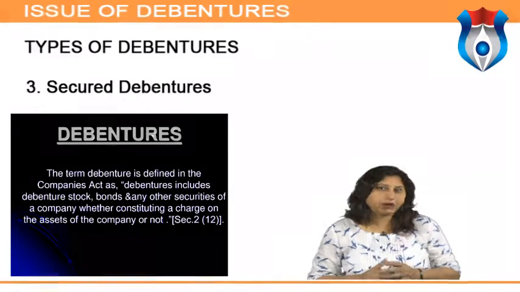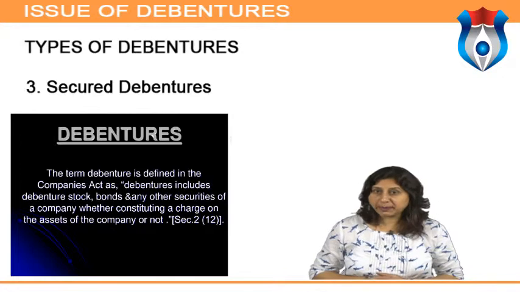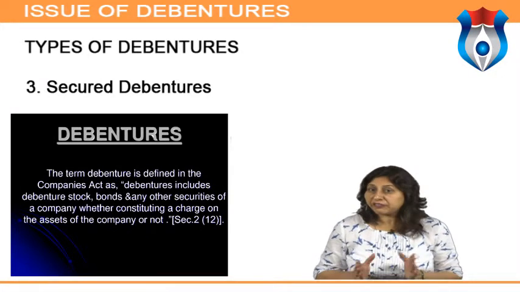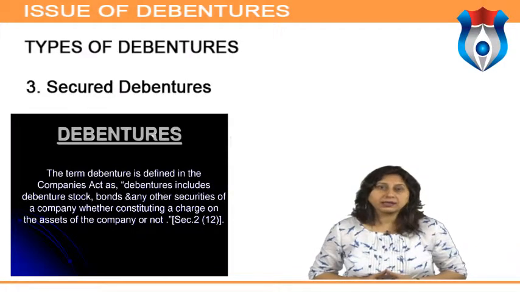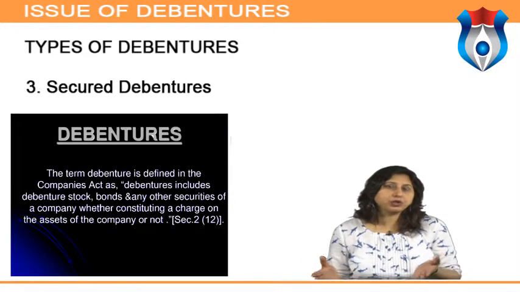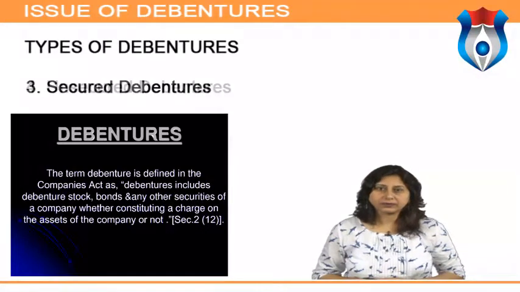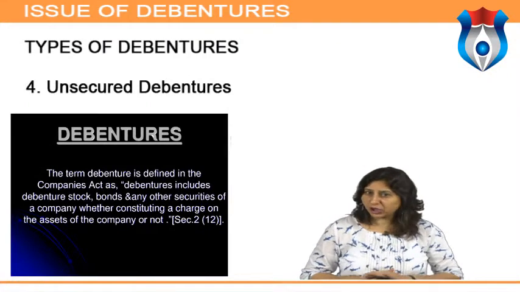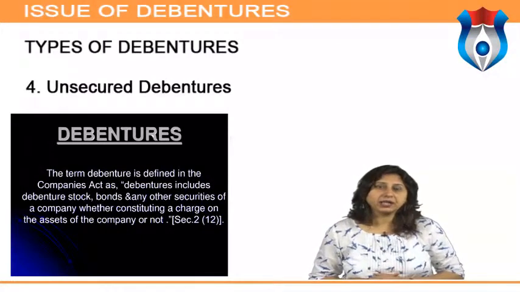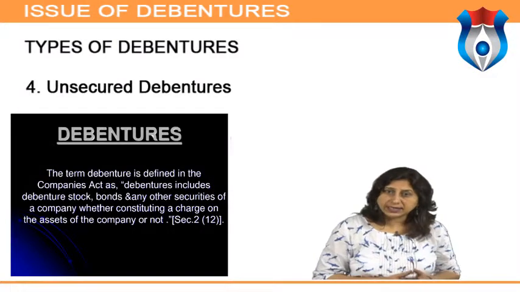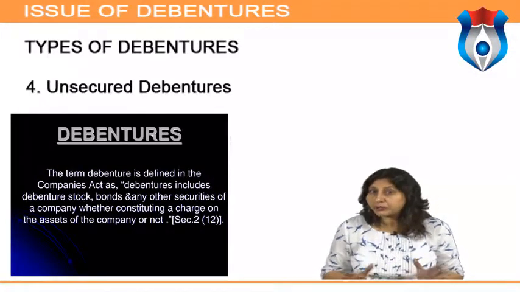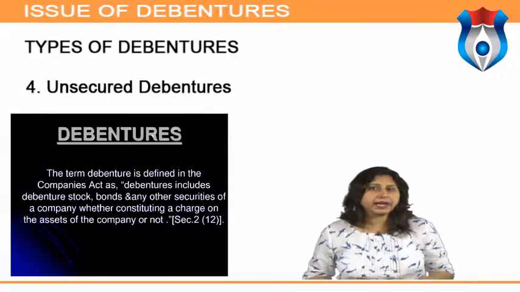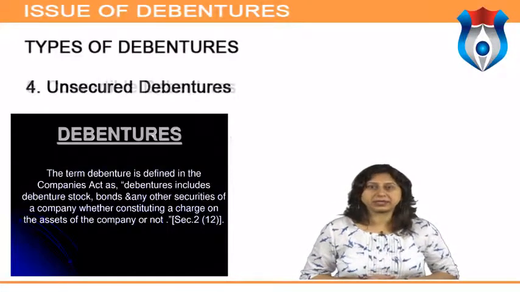Secured debentures. These are those debentures which are secured against the assets of the company, which means if the company is closing down its business, the assets will be sold and the debenture holders will be paid their money. Unsecured debentures. These are those debentures which are not secured against the assets of the company, which means when the company is closing down its business, the assets will not be sold to pay off the debenture holders. These debentures do not create any charge on the assets of the company.